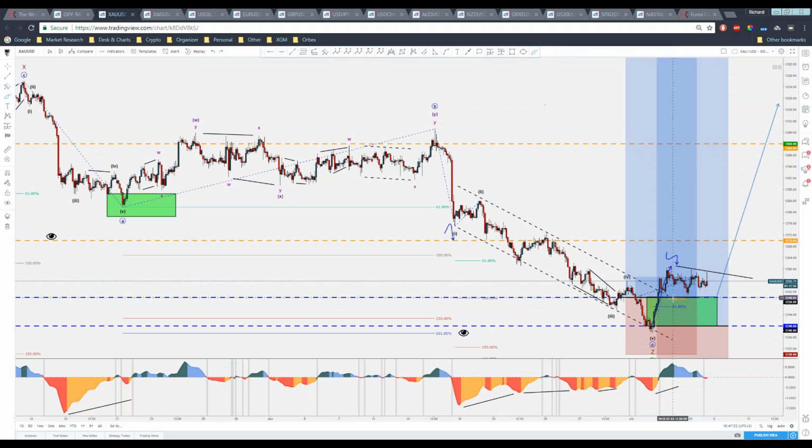I mean, in this type of scenario, A, B, C, D, E with a triangle. But honestly, this is firstly very rare, and this could also be an A, B, even if it's a triangle. So A, B, and then C. So another move could still occur on the upside.